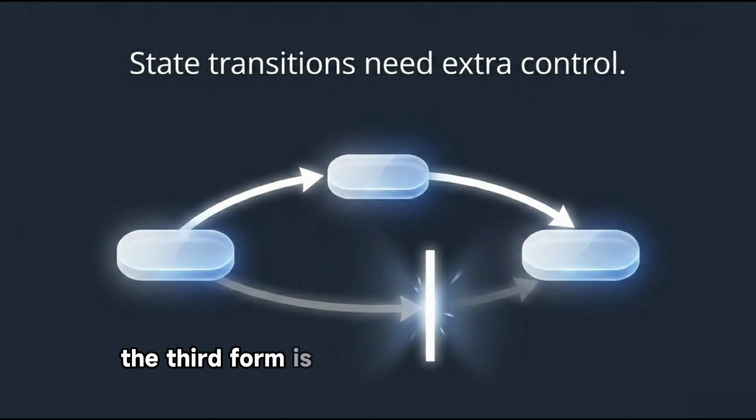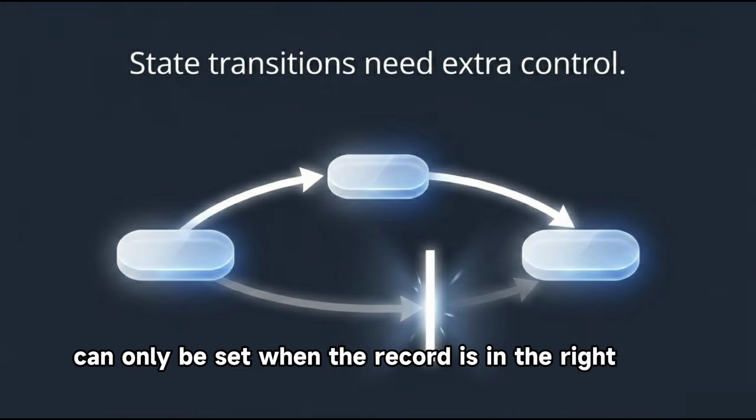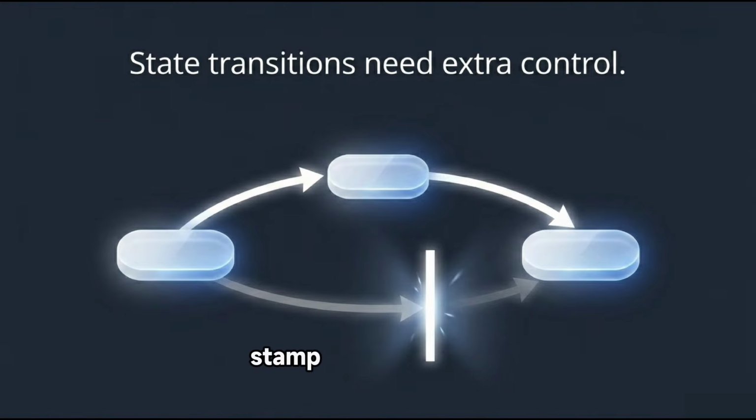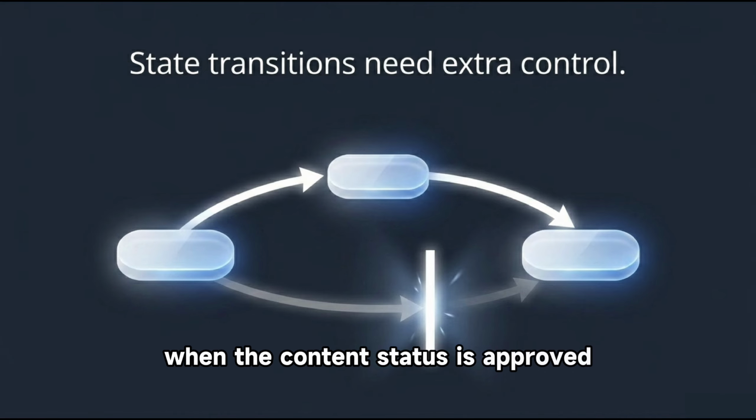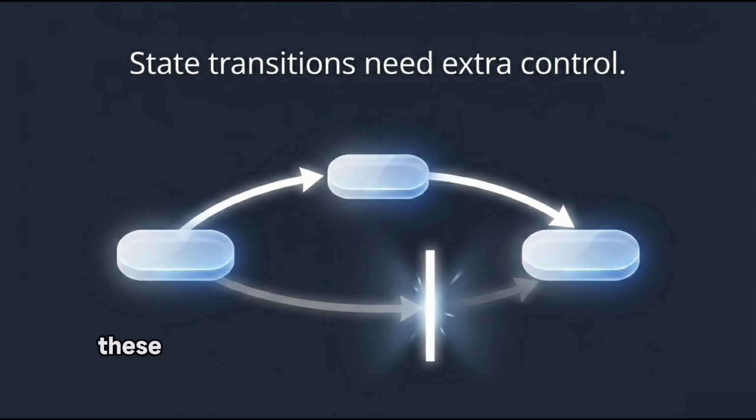The third form is state transition constraints. These enforce that certain timestamps can only be set when the record is in the right state. A delivery timestamp can only be set when the shipment status is in transit. A cancellation timestamp can only be set when the order status is not already delivered. A published timestamp can only be set when the content status is approved. These are harder to enforce at the column level alone.